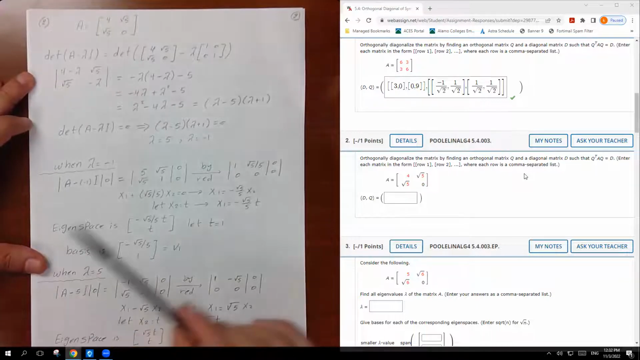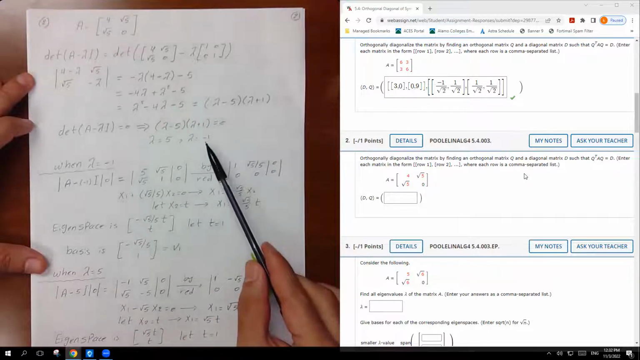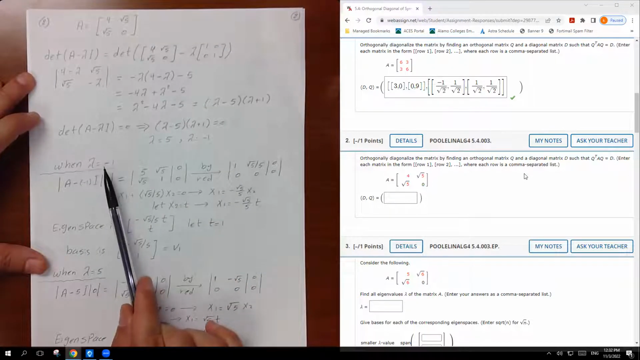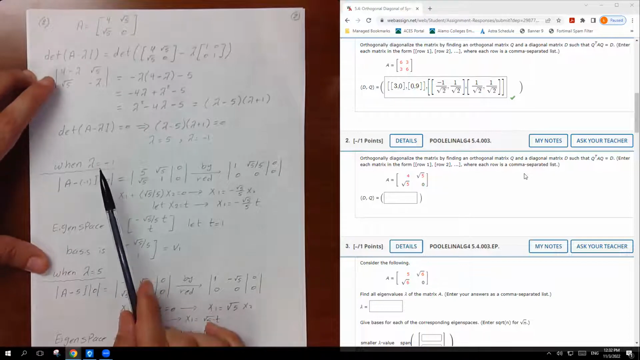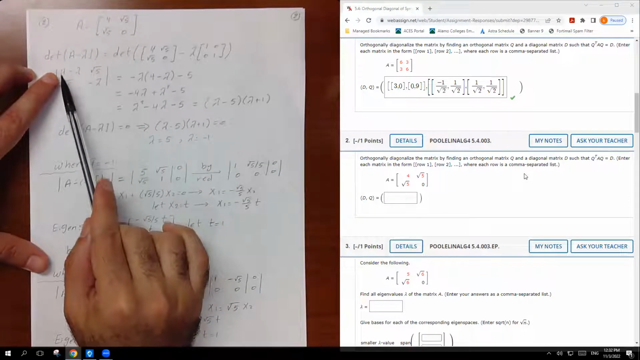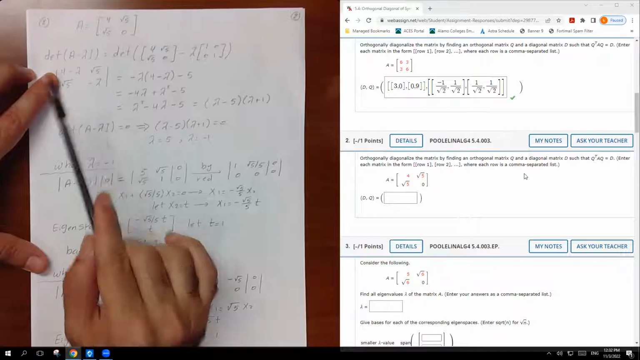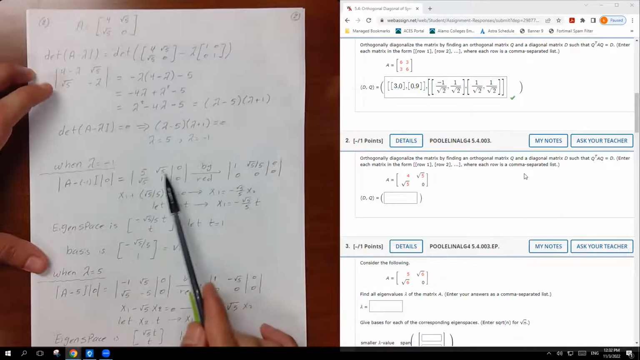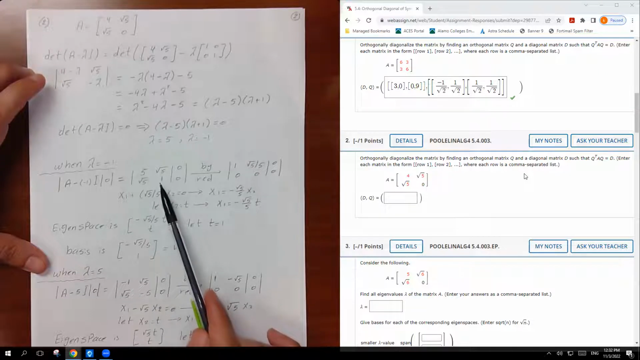Now next step, I always start from the smallest one, lambda equal to negative 1. So when lambda equals negative 1, be careful here. When you plug in negative 1 here, it's going to be 4 minus negative 1. That means it's going to be 5. And here is square root of 5, square root of 5, and negative lambda, with lambda negative 1, is going to be positive 1.